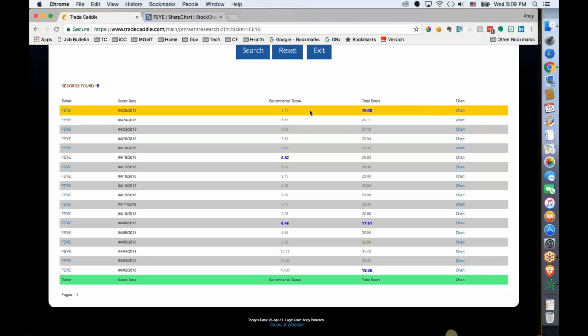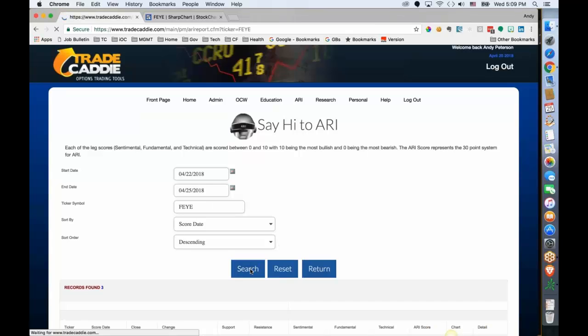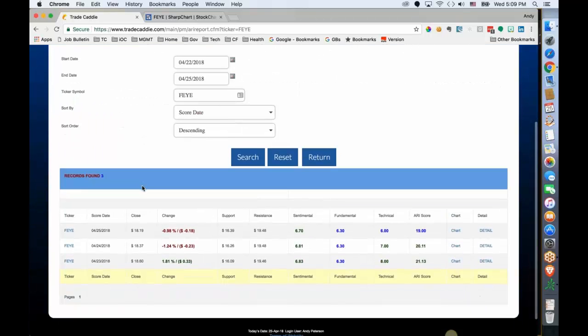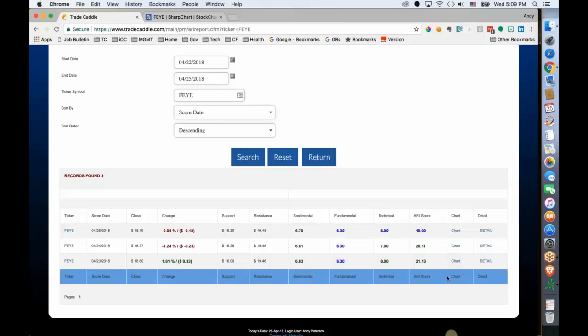So let's go ahead and click on that 19 on the RE score. And go ahead and click on search here. All right, and this is going to give us all three: sentimental, fundamental, and technical scores. And let's go ahead and pick the detail on that top one.